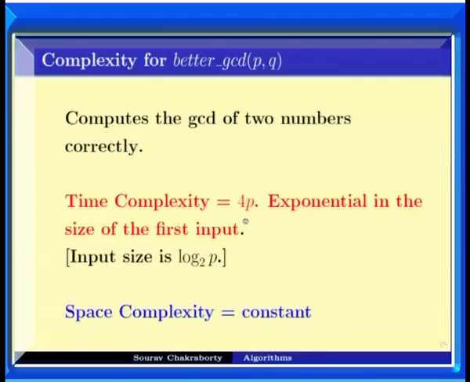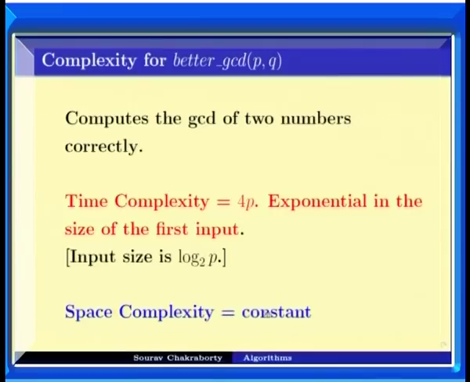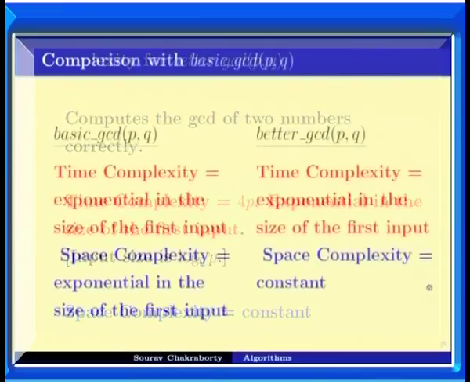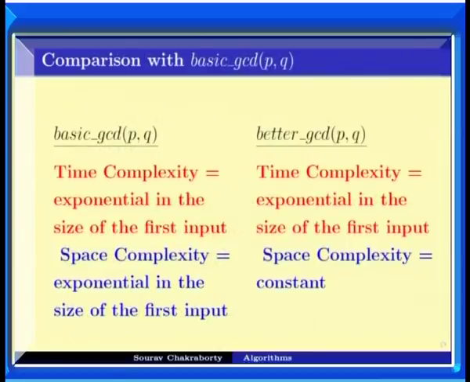The time complexity is exponential in the first input, which is not any improvement over the earlier algorithm, and the space complexity is constant. So, in comparison between the basic algorithm and this better algorithm, the time complexity remains basically the same. Again, I am not distinguishing between 2p and 4p, I am distinguishing at the level of whether it is exponential or linear. And the space complexity in the earlier one was also exponential in the size of the first input. In this case, we have constant.